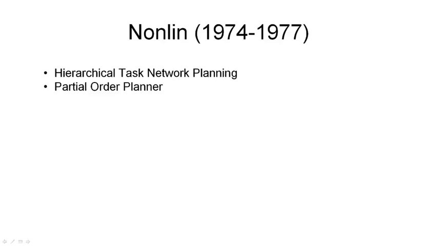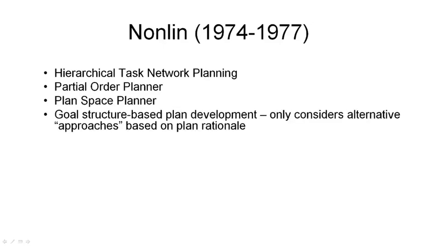It could generate plans in which the activities were not fully ordered. It had been common up until that time for AI planners to generate plans which were fully linear in order. Nonlin searches in a space of plan descriptions rather than in the application state space, a subject which we're going to cover in a later module. Nonlin uses the goal structure of the plan in considering the different alternatives, so it always looks at different approaches based on that plan rationale.